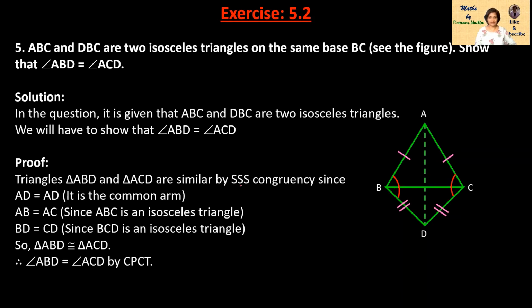So by the SSS side congruency rule, we can say that AD equals AD, it is common, and AB equals AC, which is given in the isosceles triangle, and BD equals CD, that is also given in the isosceles triangle. So triangle ABD is congruent to triangle ACD. Therefore, angle ABD equals angle ACD by CPCT.